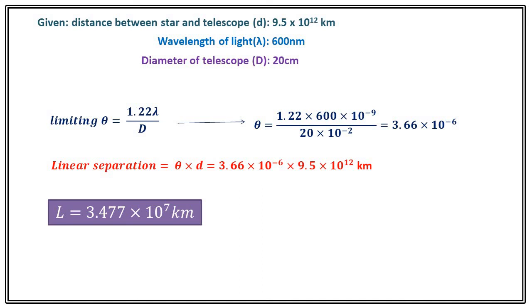If the distance between those two stars is less than this, we won't be able to say that there are two stars, okay? Because the telescope won't be able to resolve them and we will see just a single star, okay? This is the limiting linear separation between them. And look how huge this number is, okay?